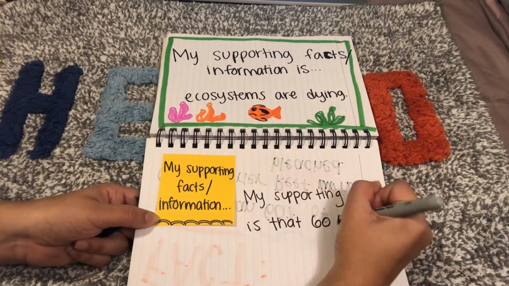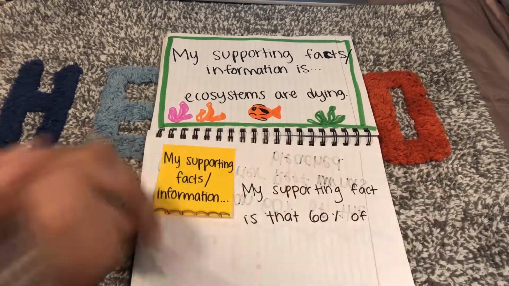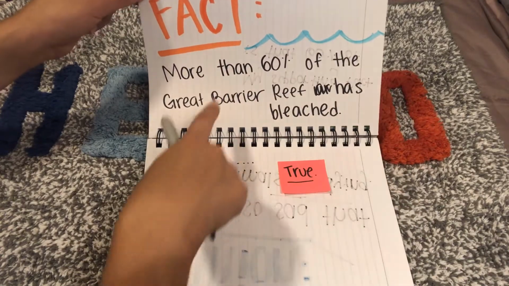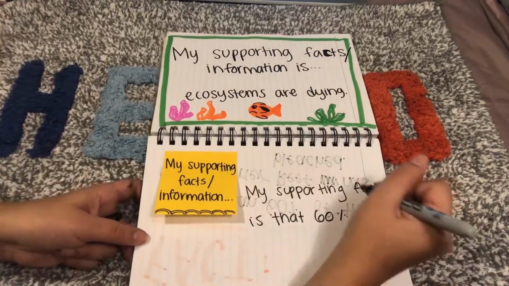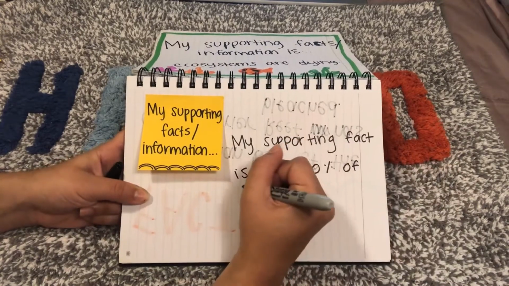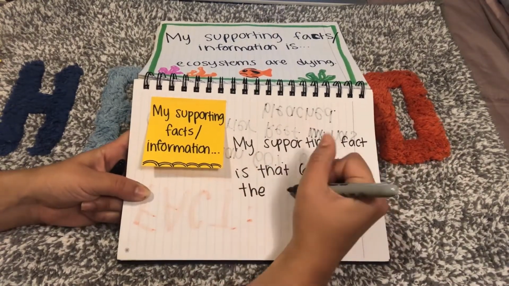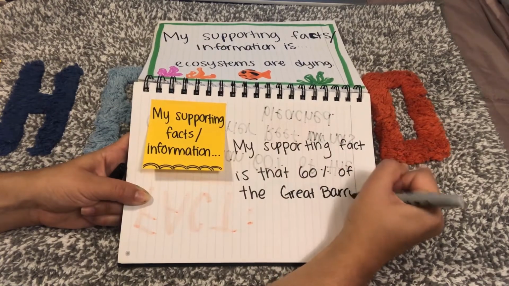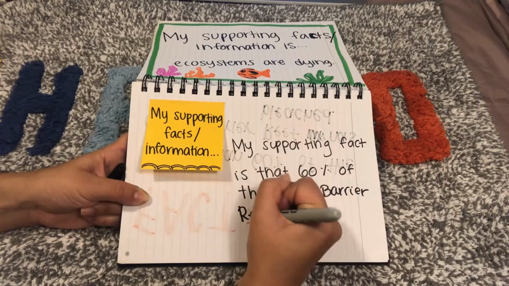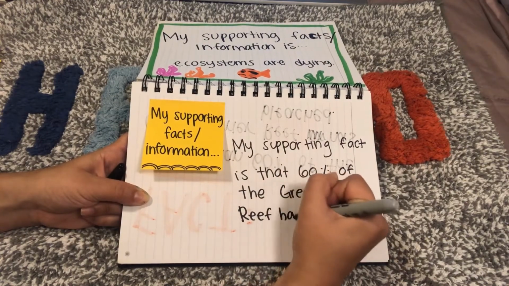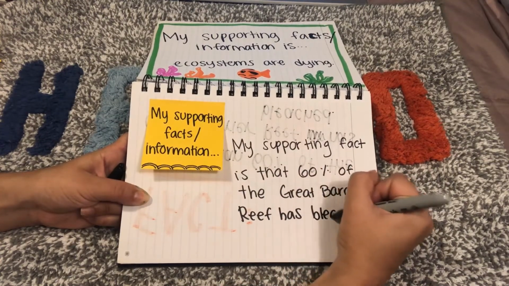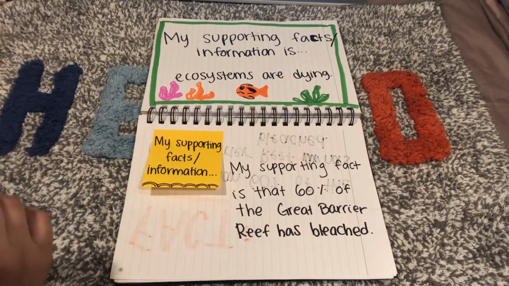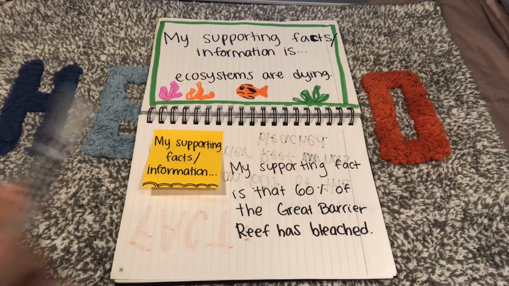is that 60% of, I need to make sure that I have it right, we have to make sure we have our facts right, is that more than 60% of the Great Barrier Reef has bleached. My supporting fact is that 60% of the Great Barrier Reef has bleached. And that supports how climate change laws need to be enacted now.